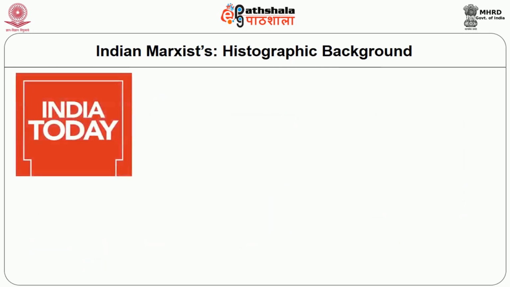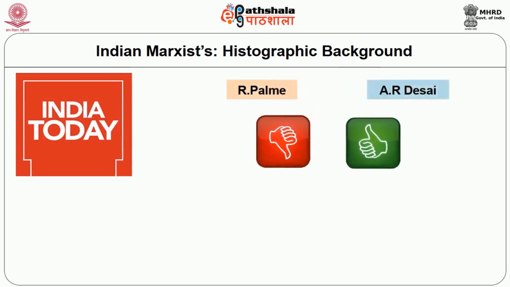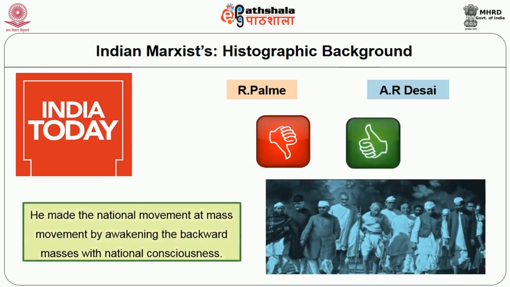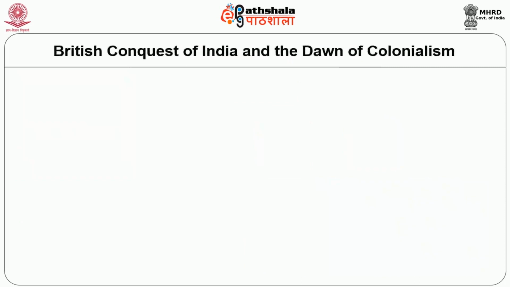India Today was considered an authoritative Marxist work for a long time. It became an important school of historiography in India. Dutt and Desai studied the negative and positive roles of Gandhi in the national movement. They highlighted the positive, as he made the national movement a mass movement by awakening the backward masses with national consciousness.